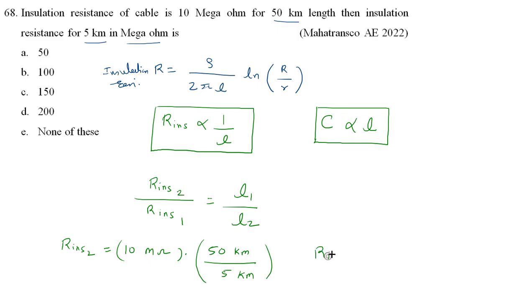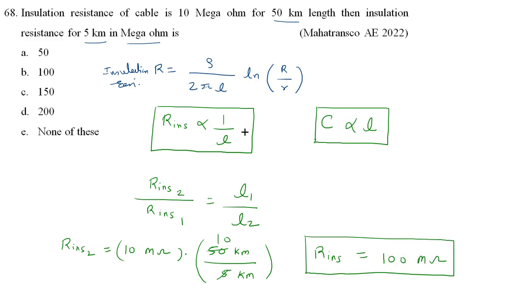So if we simplify this, 5 10s are 50, 10 into 10, that is 100 mega ohm. So if length is reduced, insulation resistance is going to be increased. So from 10 mega ohm, it will be increased to 100 mega ohm. So the correct answer will be option B. If the same question is asked with different values for capacitance, then the relation is directly proportional.